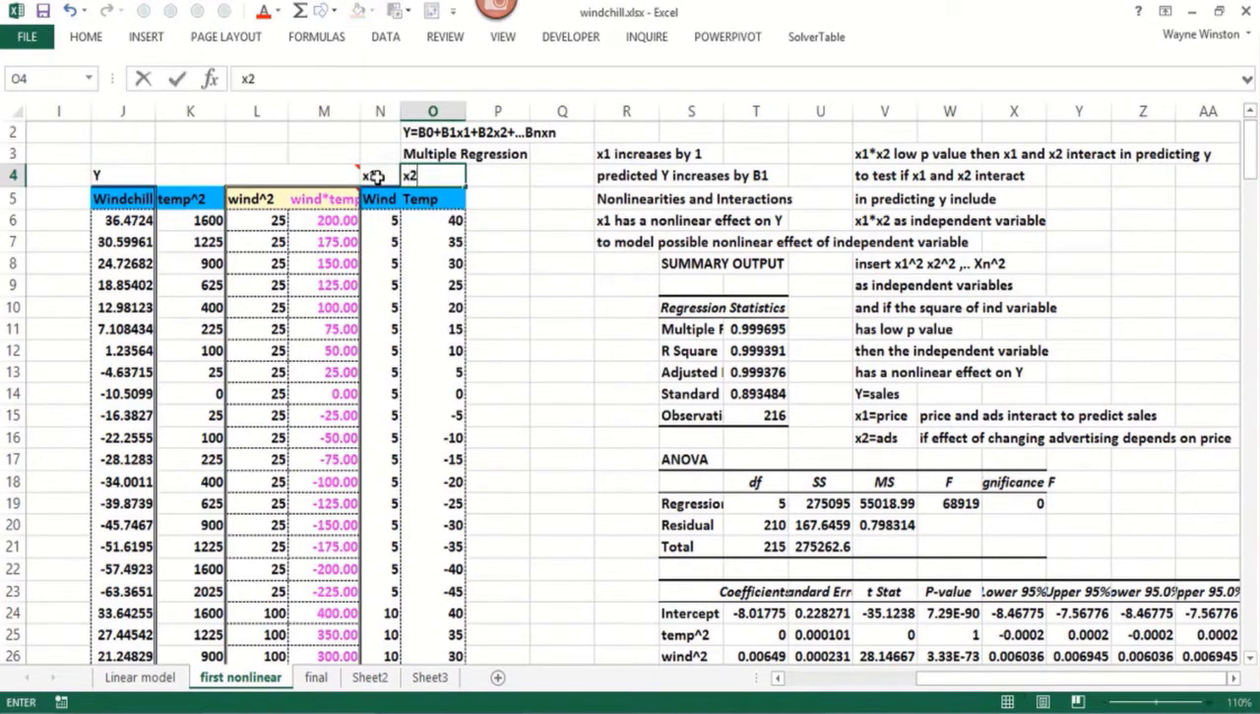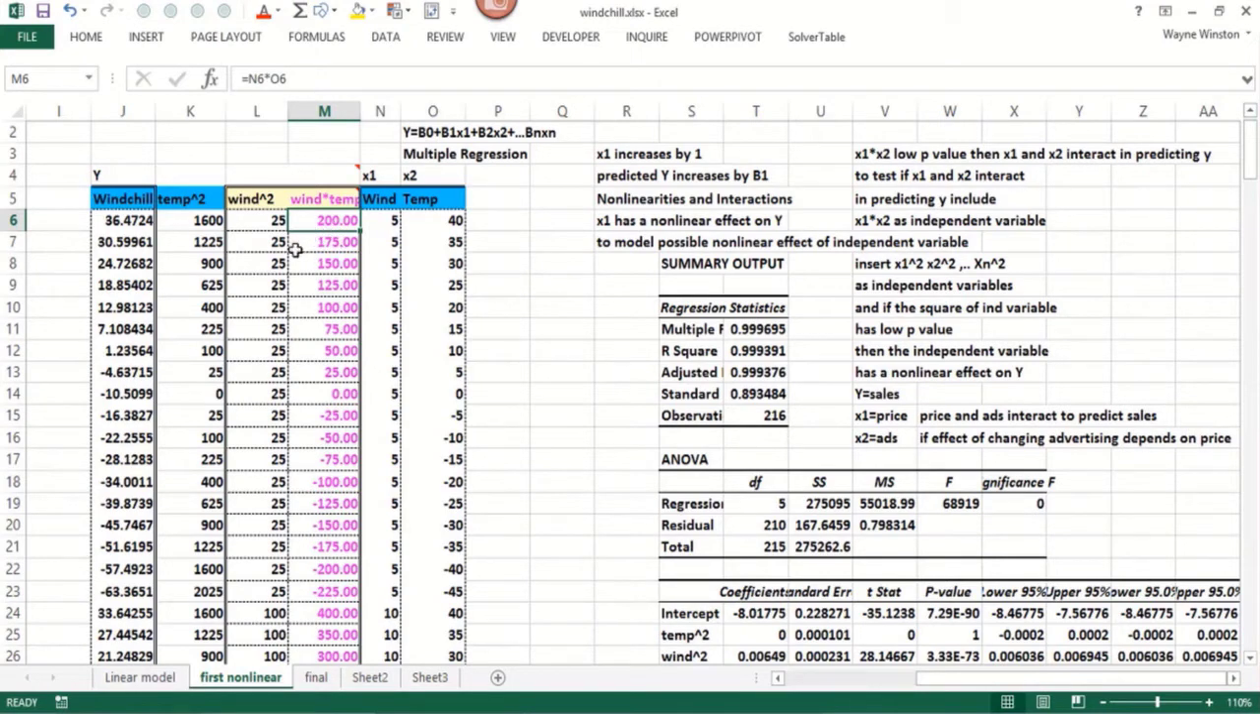Okay, so to test for nonlinear interactions in predicting the wind chill index from wind and temperature, what would we do? We would square each independent variable. So there's temperature squared. There's wind squared. And we'd include the product of them, column N times column O, as an independent variable.